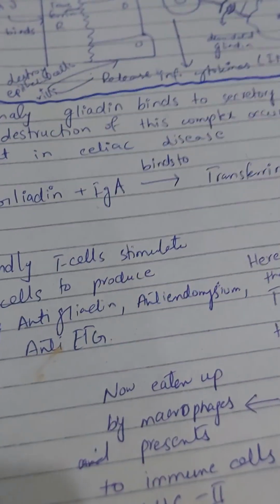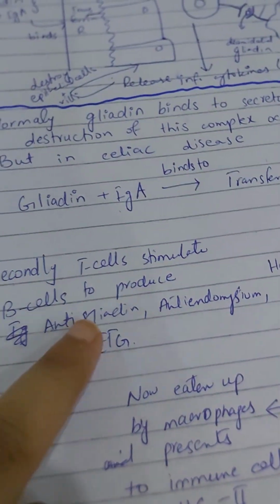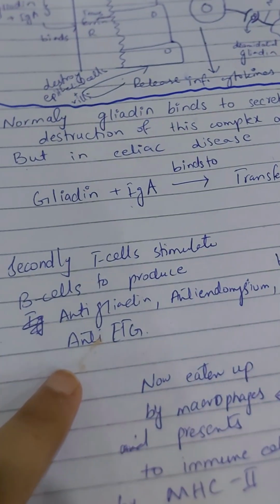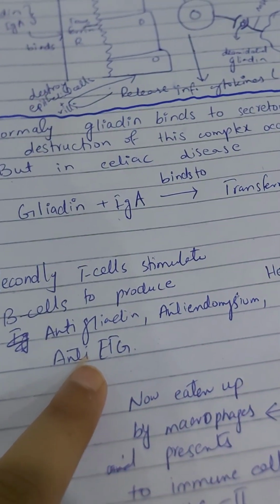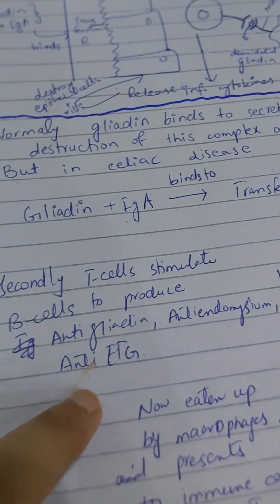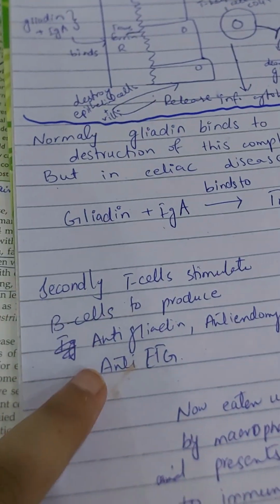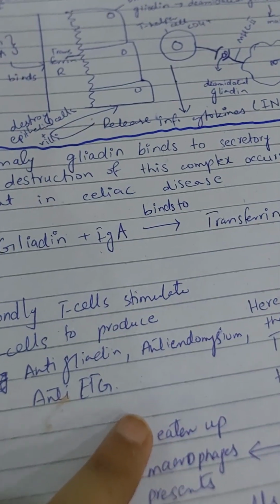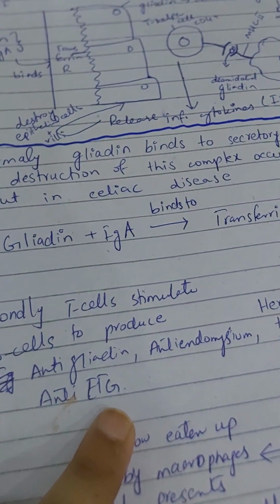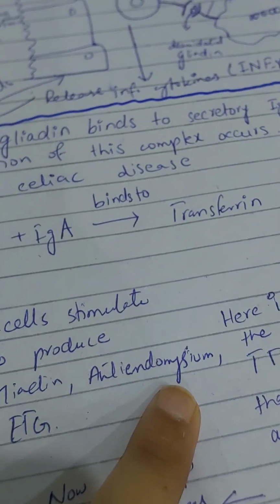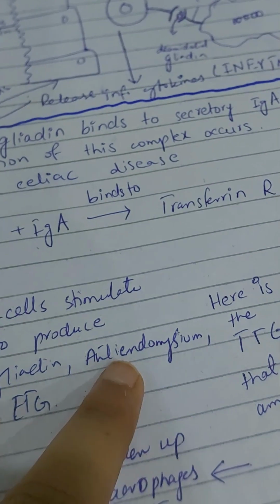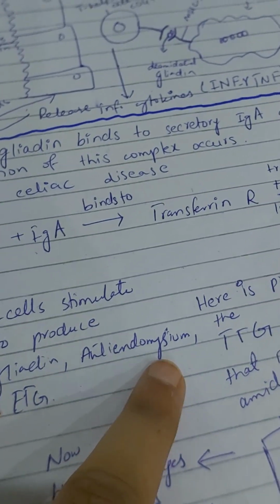To produce antibodies. They produce anti-gliadin, anti-endomysium, and TTG, which means tissue transglutaminase. B cells produce antibodies against the gliadin, against the tissue transglutaminase enzyme, and also the endomysium. Now what is endomysium? Why is the B cell producing anti-endomysium?